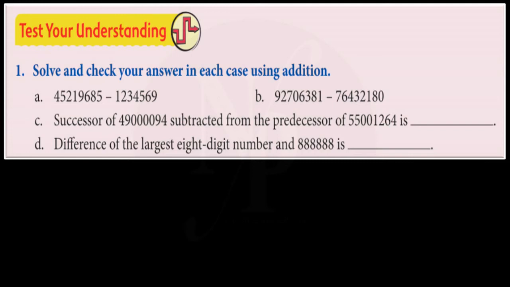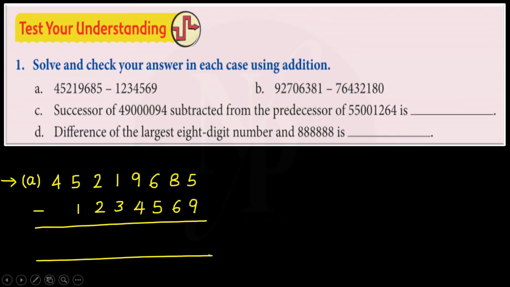So here we have 4,52,19,685 minus 12,34,569. Let us write down these numbers vertically, one below the other, and then we will subtract. Here I have written the given numbers vertically, one below the other, according to the place values of the digits. Now let us subtract.